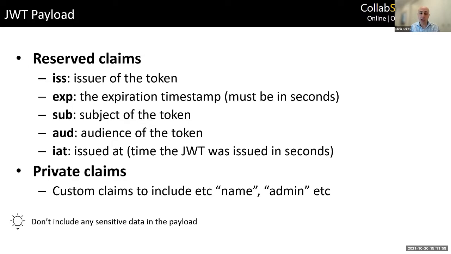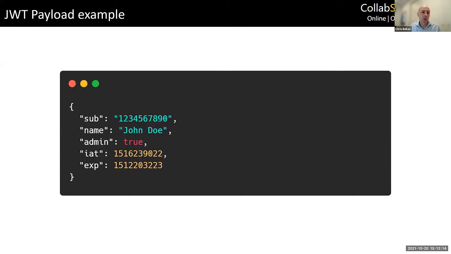We can also include private claims or custom claims in the JWT, and that could be anything from a name or a role. For example, if you're an admin, yes or no. Here's an example of what a typical payload would look like within a JWT. For example, here we've got the subject, which is a user's ID, their name, a role, admin, true or false, and also issued at time and the expiration time in seconds.